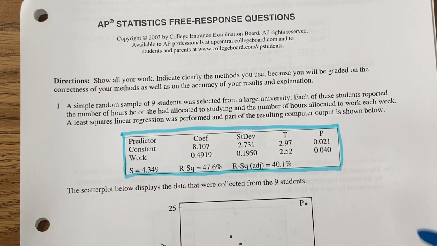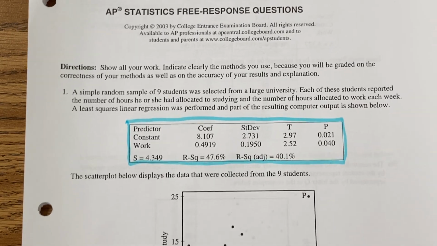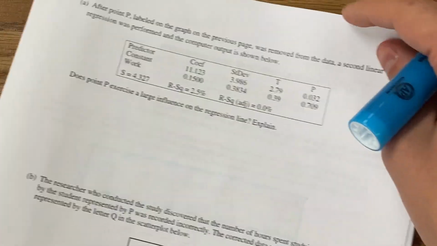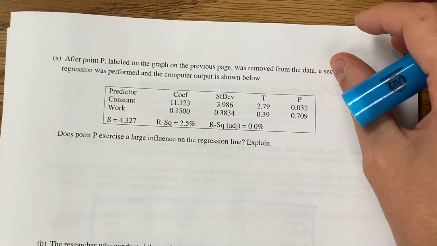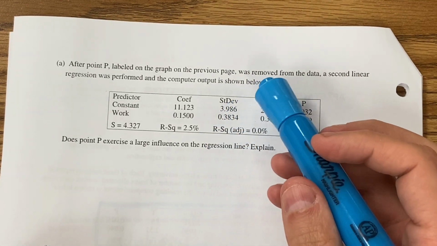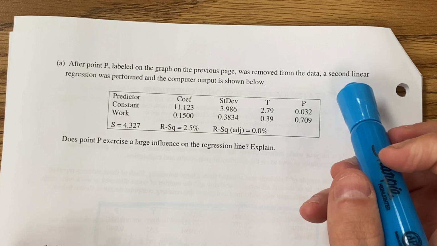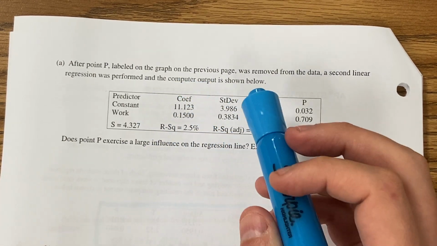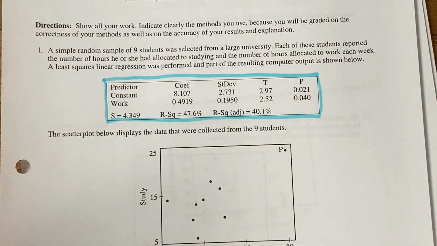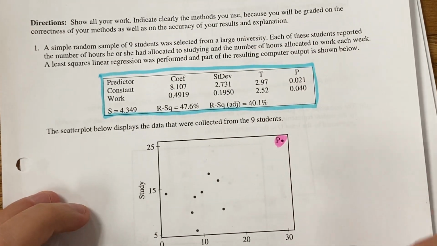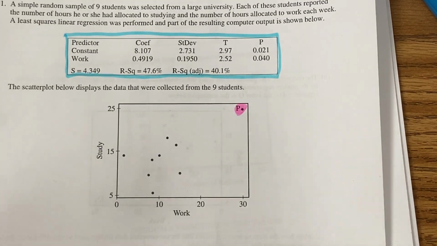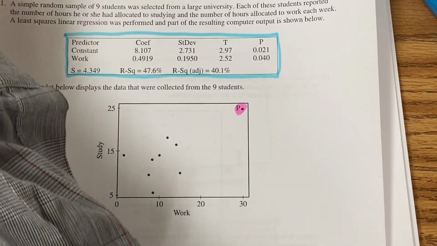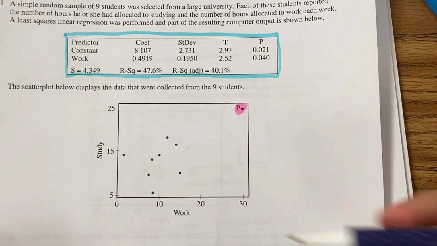The scatterplot below shows the data that were collected from the 9 students, and there's no question on this page, so I guess it's on the next page. Let's see. After point P, labeled on the graph on the previous page, was removed from the data, a second linear regression was performed, and that computer output is shown below. Okay, apparently there's this point P. There it is. Point P is being deleted, apparently. So it's just saying what happens to all the stuff in the table.